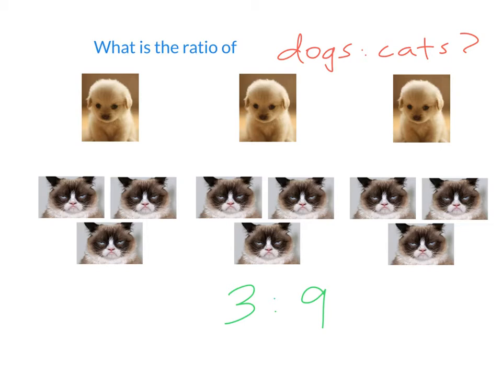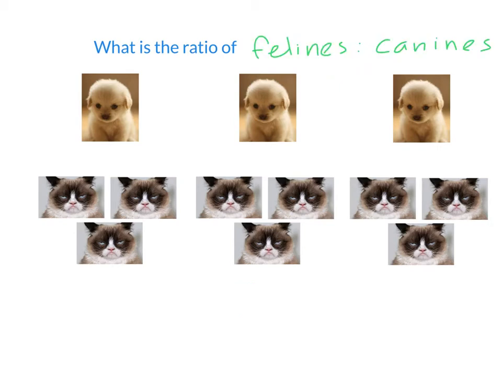Now, let's change this up and let's do another part to part. Remember, we're just taking parts, such as just dogs and cats. What is the ratio of felines to canines? And we're just gonna almost just do it backwards.